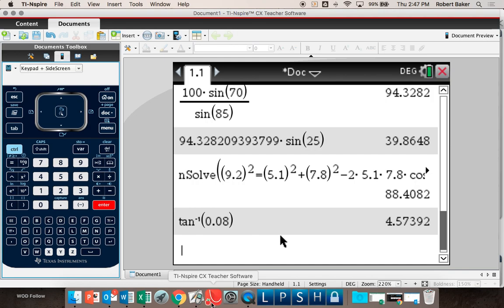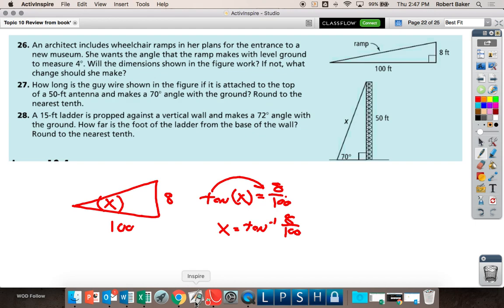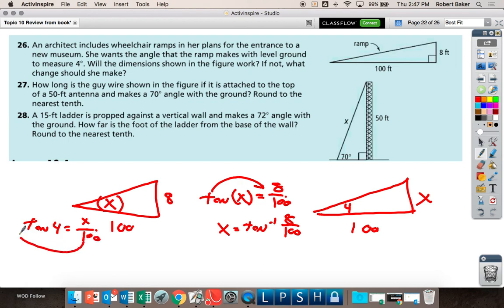So if you're going to change it, now you're the engineer. 100 feet of ramp. You want it to be 4 degrees. What does that value have to be? It comes out as 7. So now you're doing the tangent of 4 equals opposite over 100, you get 100 tan 4, about 7.